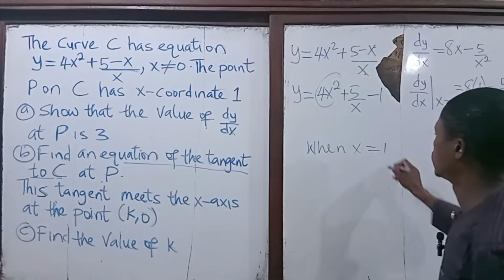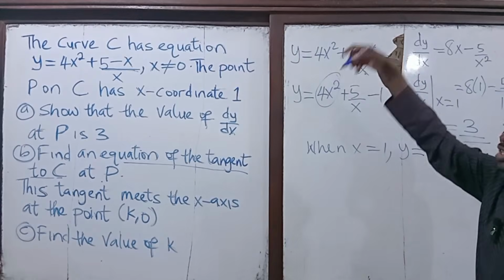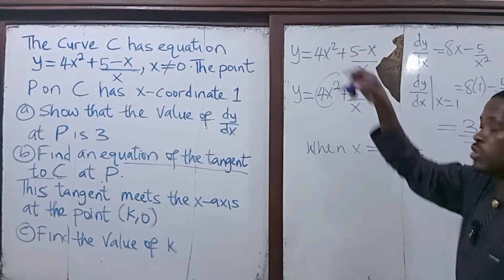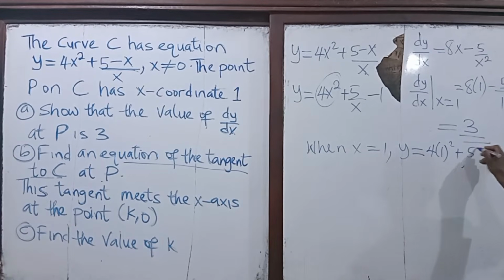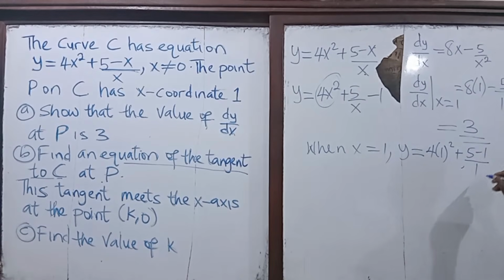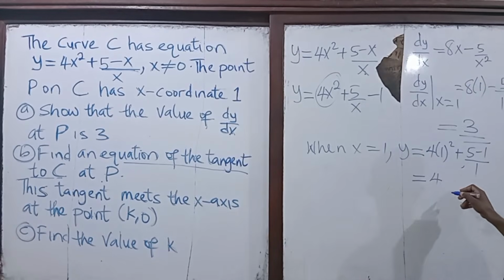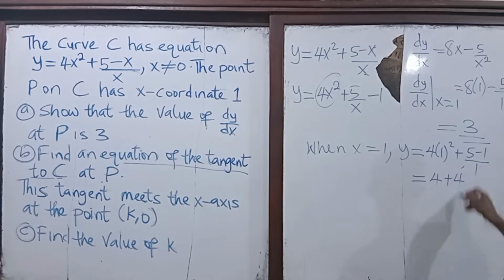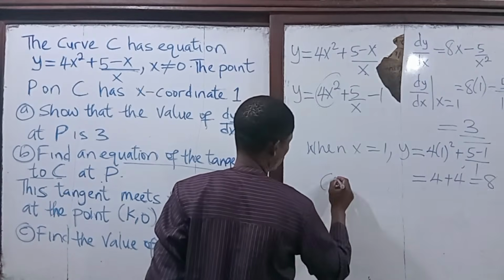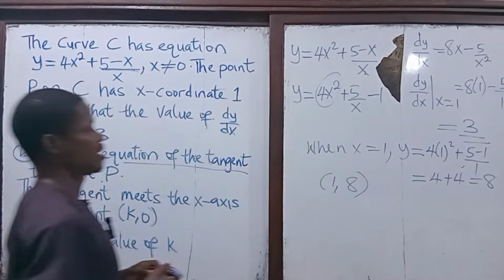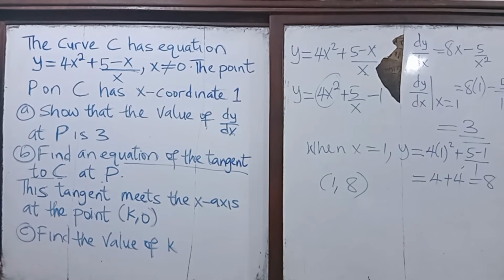When x is equal to 1, let's get y. Substitute that into the given equation, into your y function. That will be 4 times 1 squared plus 5 minus 1 over 1, and that will give us 4 plus 4, and that's 8. So the coordinate is 1, 8. When x is 1, y is 8.